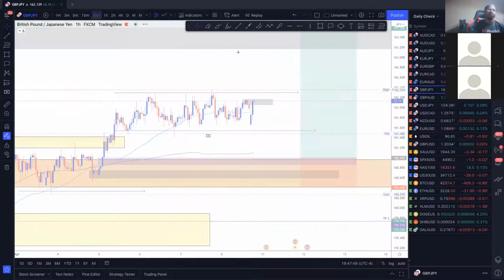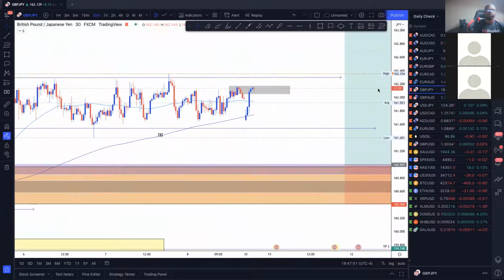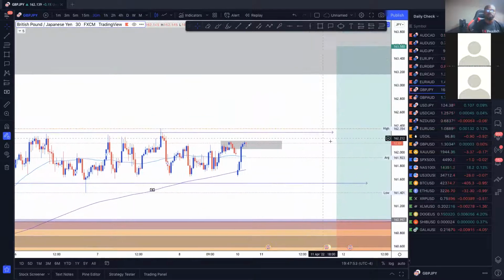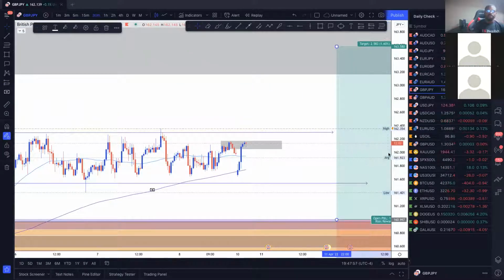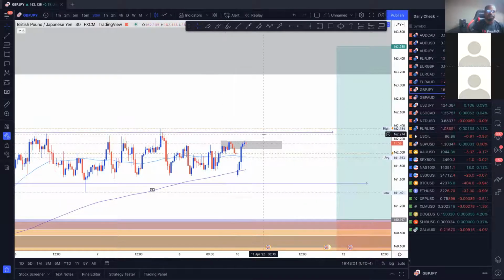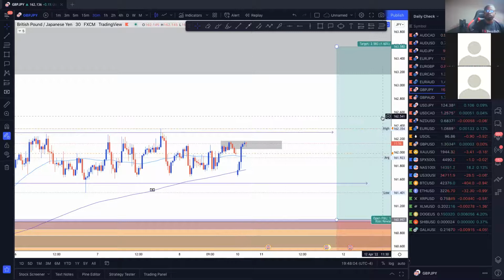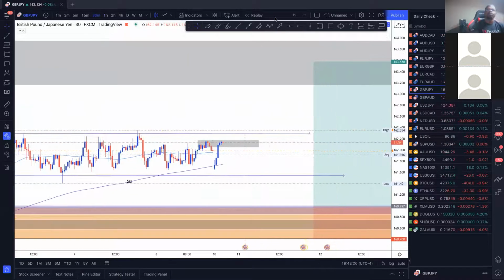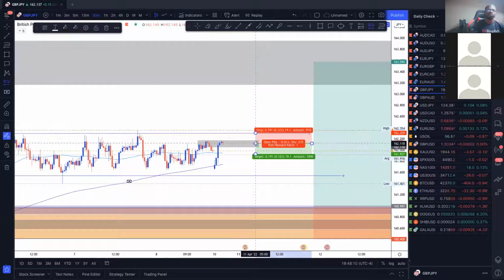So what I would do is I'll actually monitor this for the London session, because if price does not break above this range, we could see this pullback tonight, which could be a nice move.